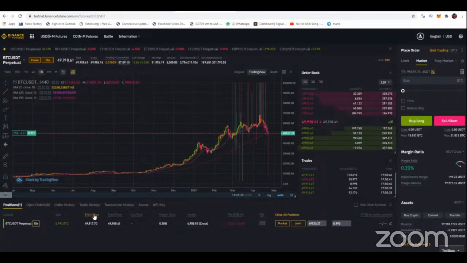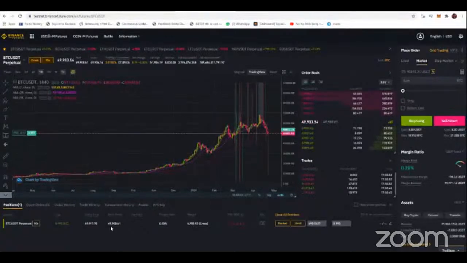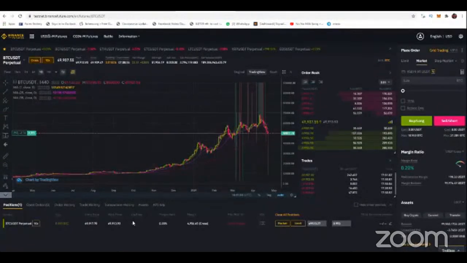0.993 BTC, and then your entry price is about $49,917, and then the mark price is $49,916, and then the liquidation price. The reason why you are not having a liquidation price right now is because we are trading with quite a huge amount of money, and so you're just like saying the liquidation price is infinity, for instance, but it's not going to be infinity. By the time you set your stop loss, it eventually becomes your liquidation price.